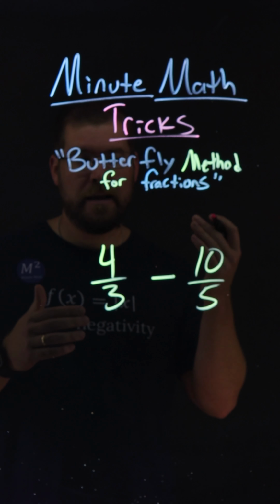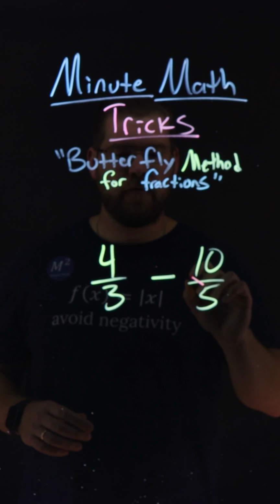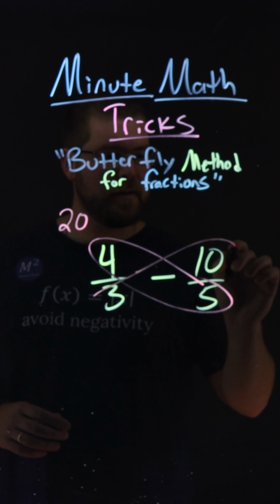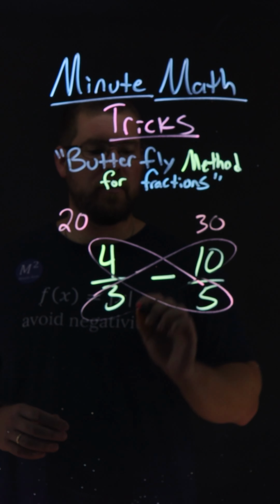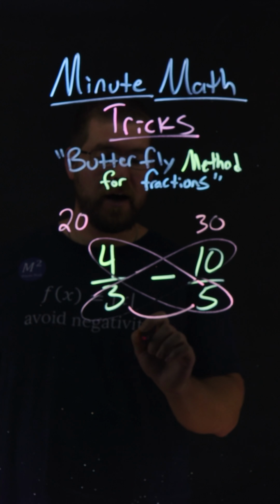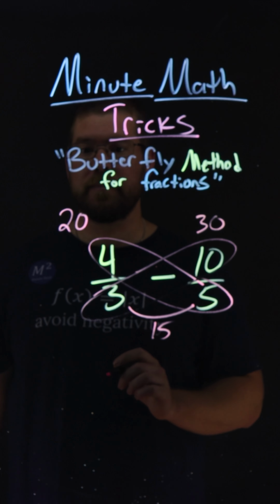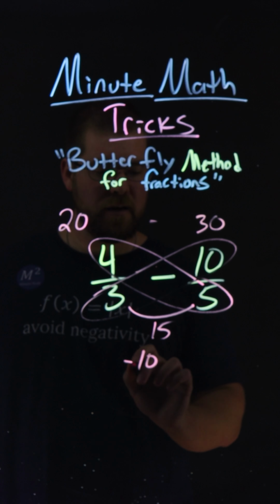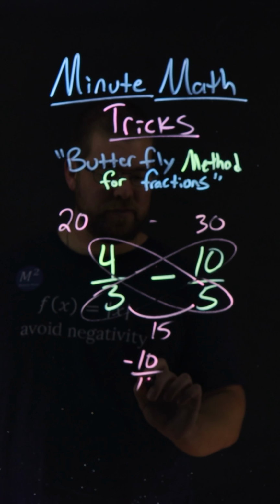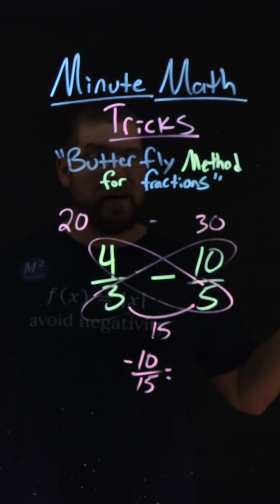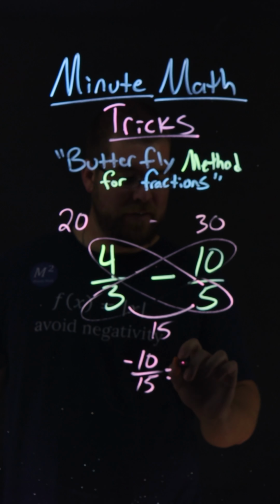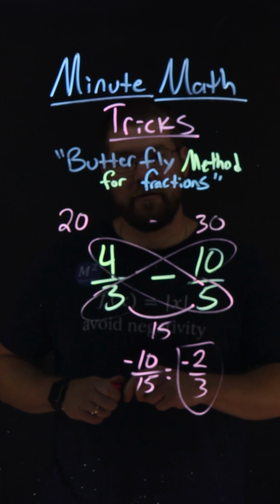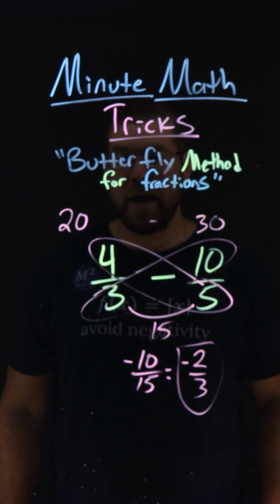4/3 minus 10/5. Watch this. 4 and the 5, multiply that out, we get a 20. 3 times 10 gives me a 30. And 3 times 5 gives me a 15. Subtract the numerator. 20 minus 30 is negative 10 over, well, down here it's just 15. Which simplifies, divide everything by 5, and we have a negative 2/3. And so 4/3 minus 10/5 is negative 2/3.